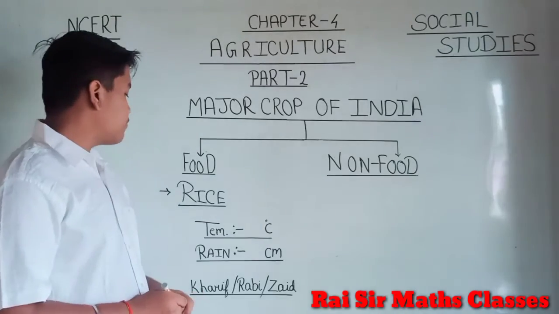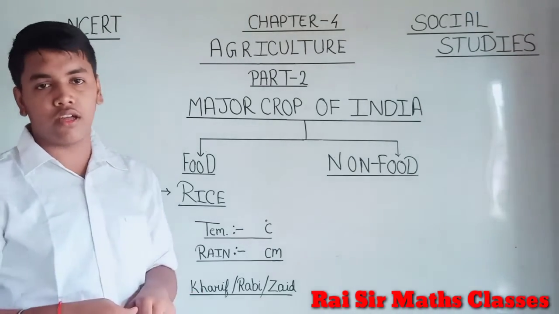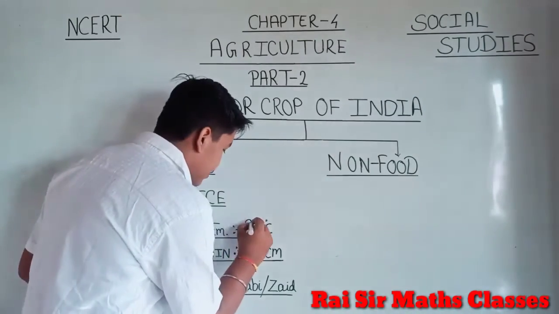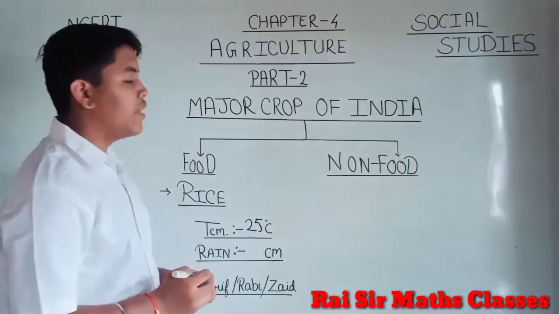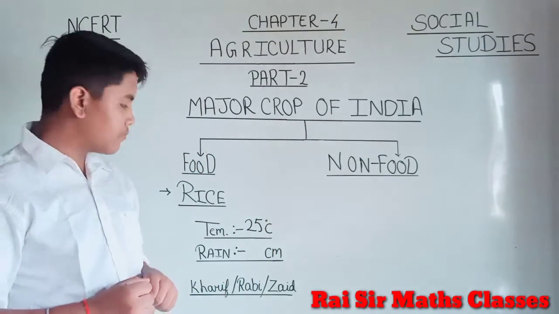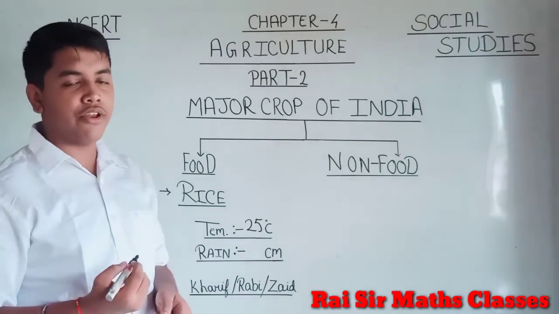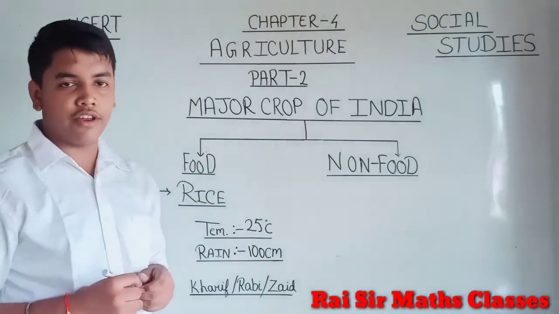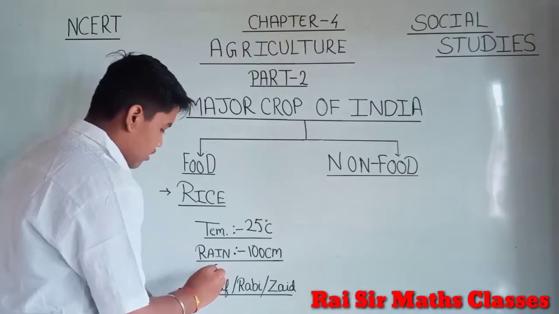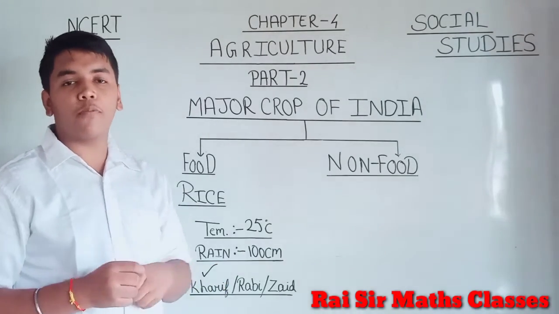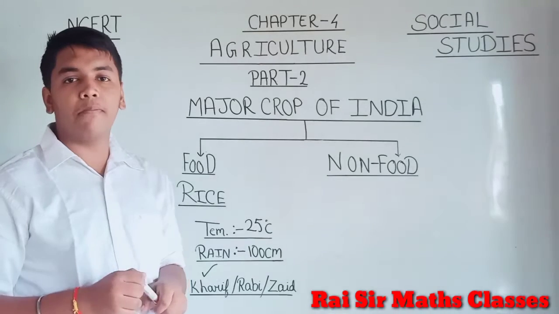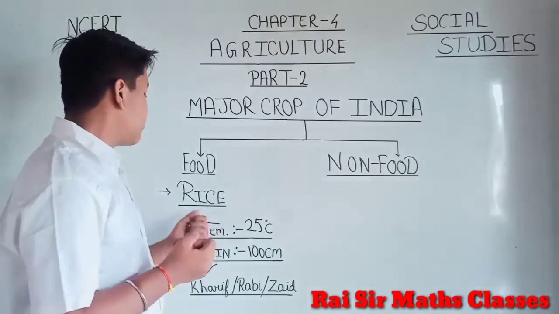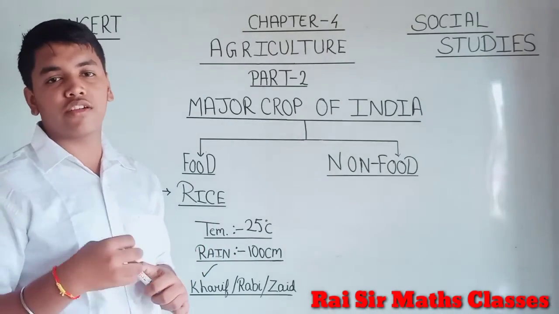The climatic condition means the temperature. I have written it in short form. How much temperature does it require? It requires a temperature of minimum up to 25 degrees Celsius. And rainfall, meaning how many centimeters of rainfall it requires: basically more than 100 centimeters of rainfall, and as I told you, it is a kharif crop. These are the properties of rice, and I will show you a map so you can easily understand the areas in which rice production is more or less.